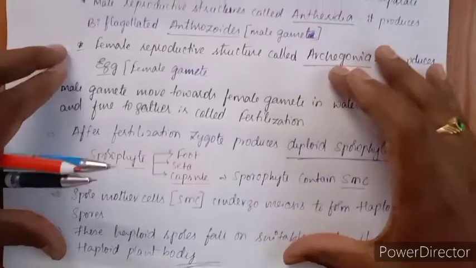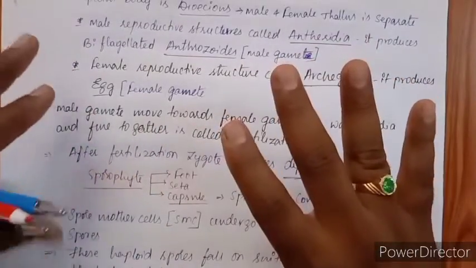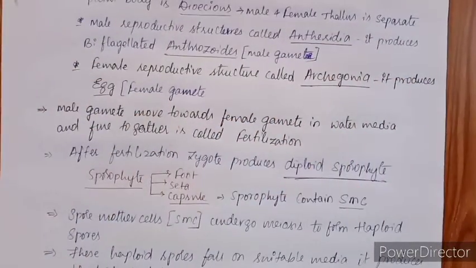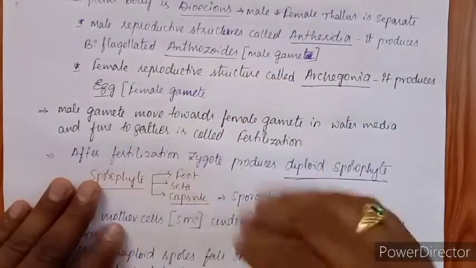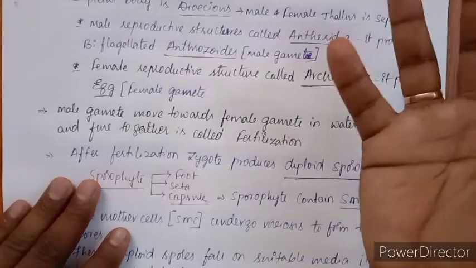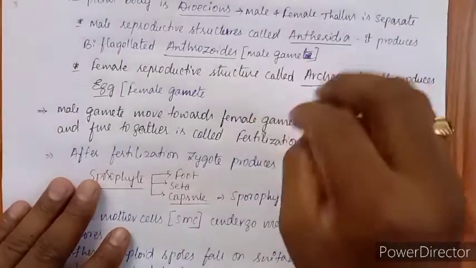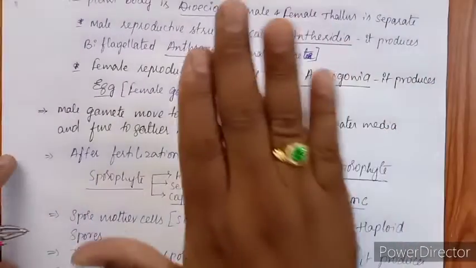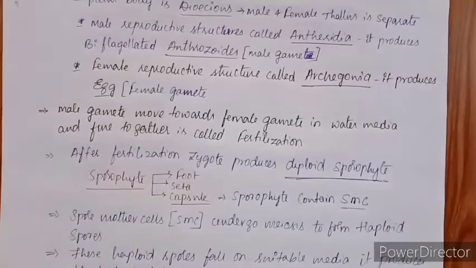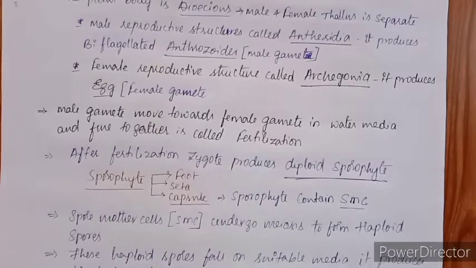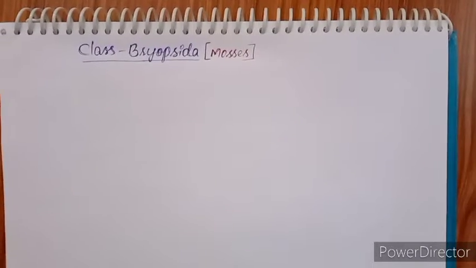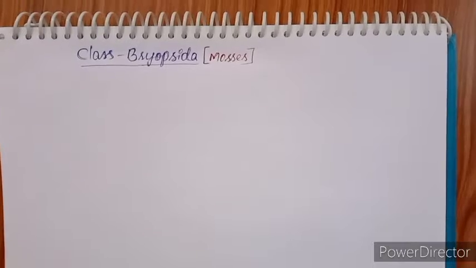Yes, this is regarding Hepaticopsida. The fertilization and sexual reproduction are the same as what we discussed in the general characters or salient features. Next we are going to study Bryopsida, where it is also the same. So this is what we call Hepaticopsida. Next we look at the second class, called Bryopsida. We call them mosses.